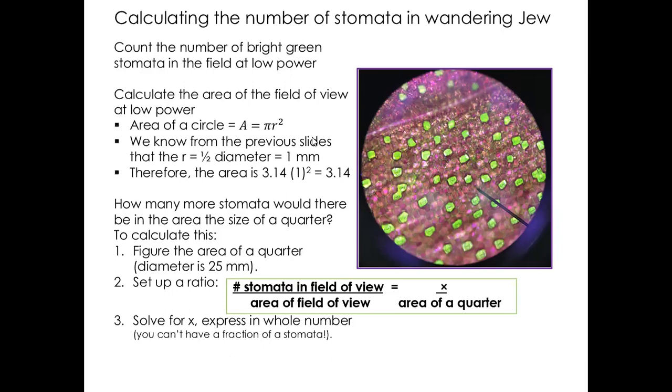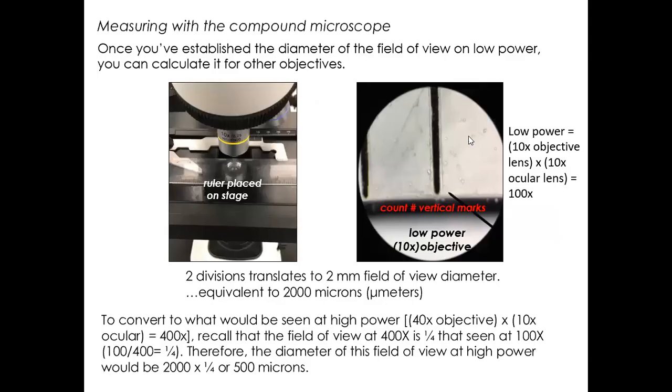And so we're going to calculate the area of the field of view at low power here. So we measured, let's back up, on low power, which remember 10x objective is low power, right? 4x is scanning. So the diameter here was 2,000 micrometers, right?